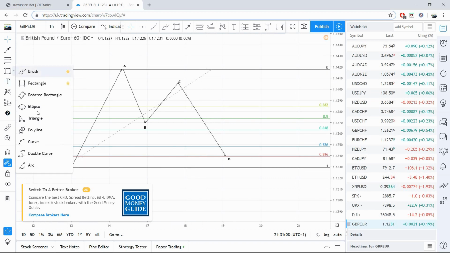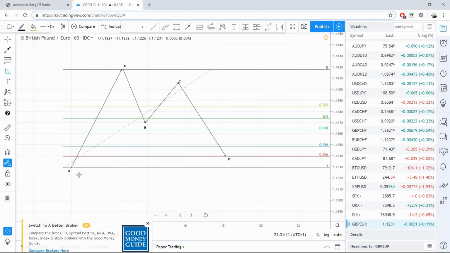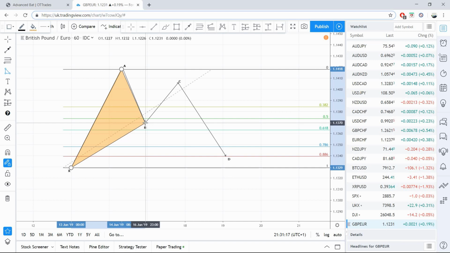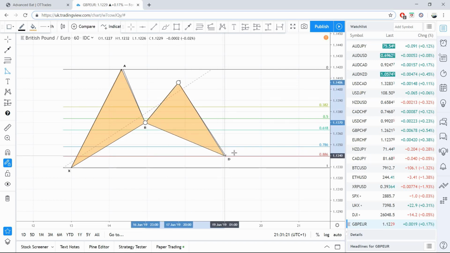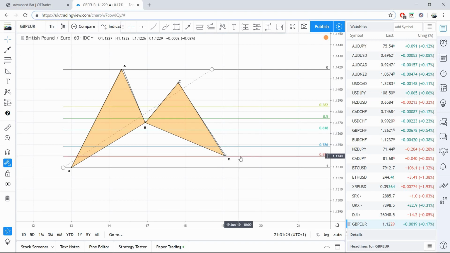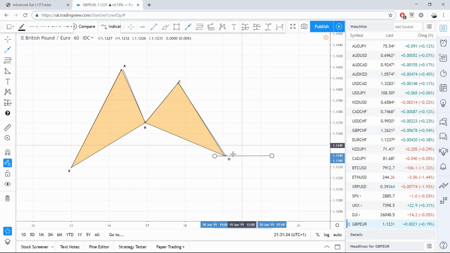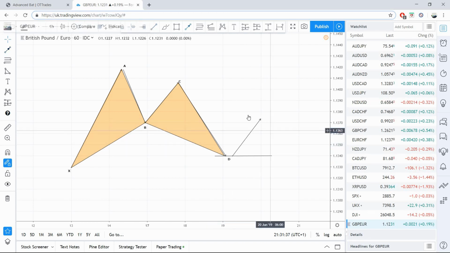So if I just draw all this up quickly, X to A to B, C, D. So that is our bat pattern with the limit orders set at this price here, and you're expecting price to bounce off of this level and move higher.